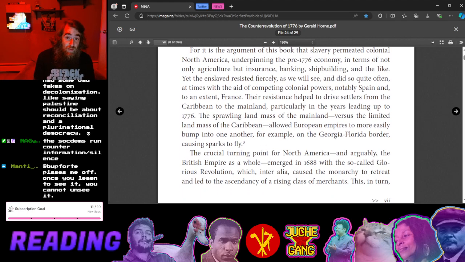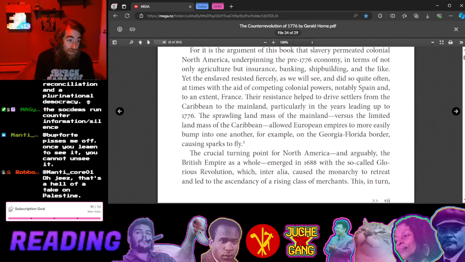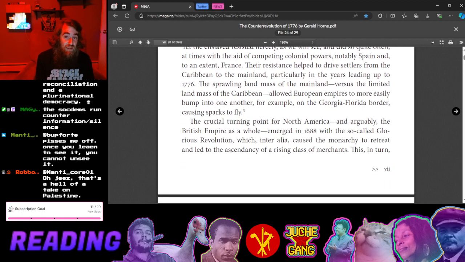For it is the argument of this book that slavery permeated colonial North America, underpinning the pre-1776 economy, in terms of not only agriculture, but insurance, banking, shipbuilding, and the like. Yet the enslaved resisted fiercely, as we will see, and did so quite often, at times with the aid of competing colonial powers, notably Spain and to an extent France. Their resistance helped to drive settlers from the Caribbean to the mainland, particularly in the years leading up to 1776.